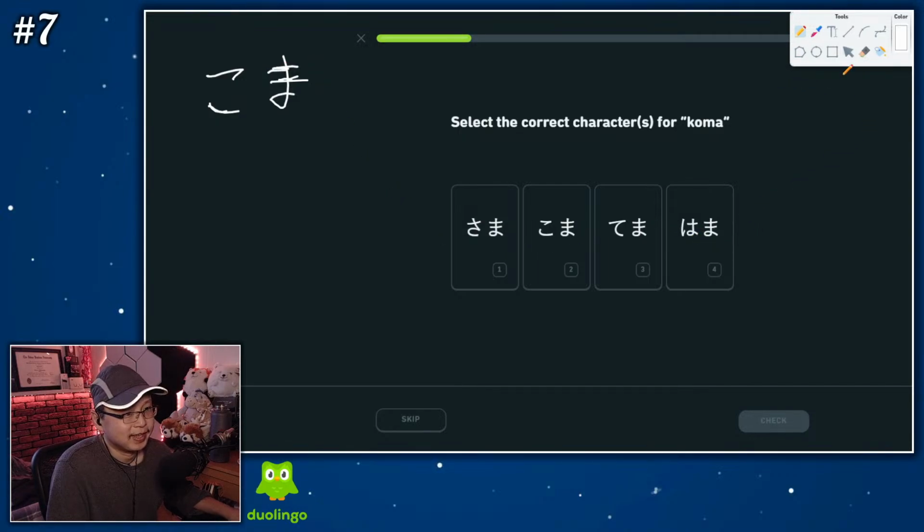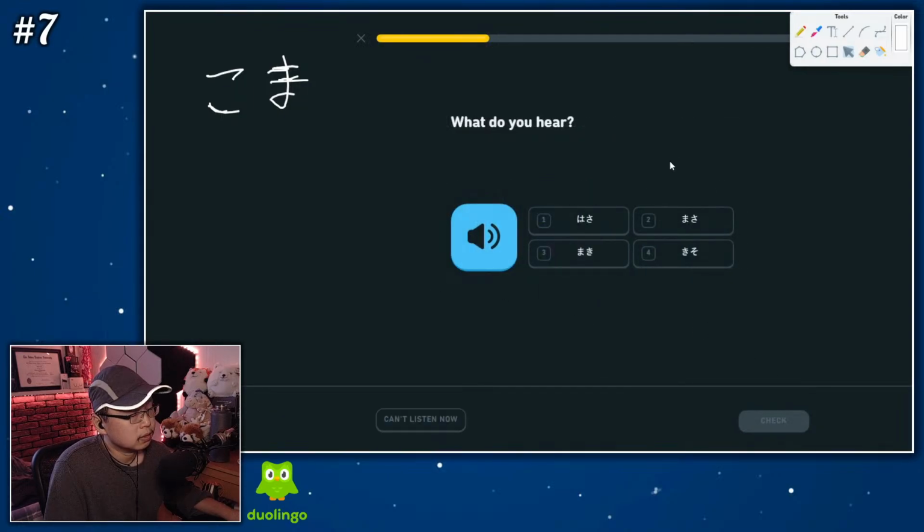It's not right. Too quick. Too quick. Koma. And then sama, kema, and hama. Maki. Maki.